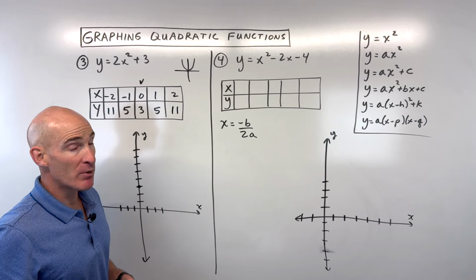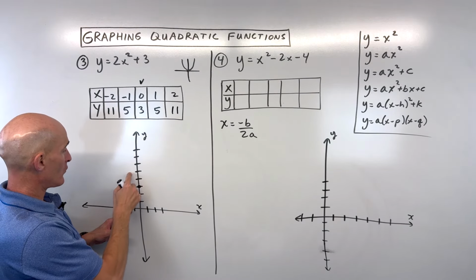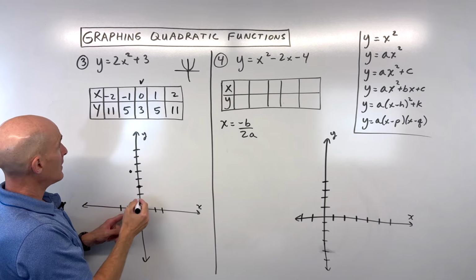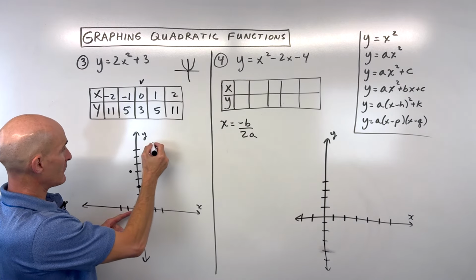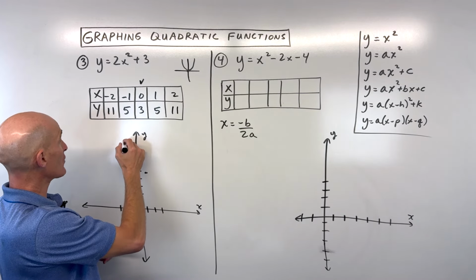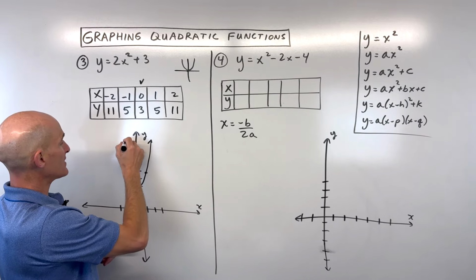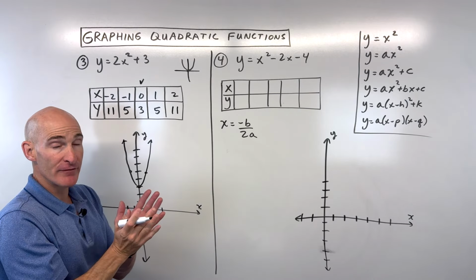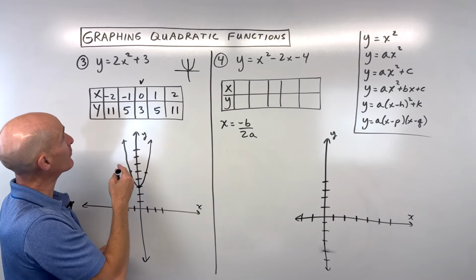Okay, so now let's go ahead and plot these points. We've got negative 1, 1, 2, 3, 4, 5 right here. Positive 1, 5. We could do 2, 11, which is kind of going off the graph a little bit. Negative 2, also positive 11. So this graph looks something like this. You don't want to make it a sharp corner like a V. That's more like an absolute value graph. You want to round it out. That's a U-shaped graph, a parabola.